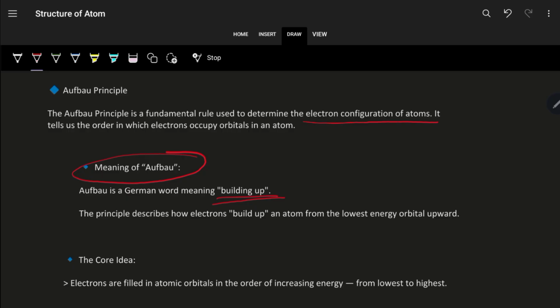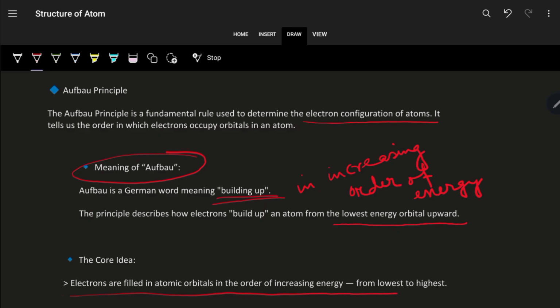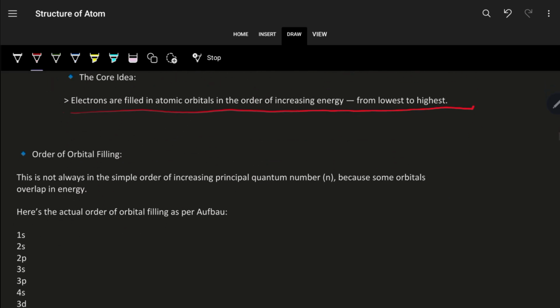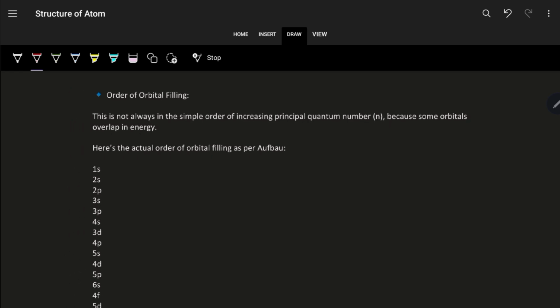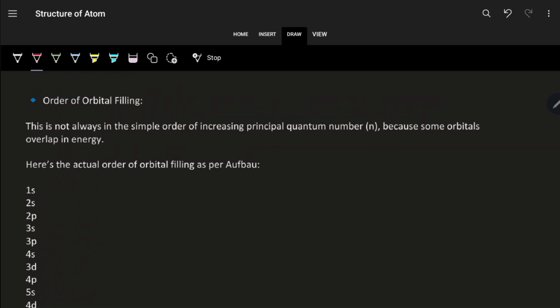It is built up in increasing order of energy. So lowest energy orbital upward. That means in increasing order of energy, electrons are filled up from a lower energy orbital to a higher energy orbital. So electrons are filled in atomic orbitals in order of increasing energy from lowest to highest. So saying that is not enough, so I have shown how it is filled up.